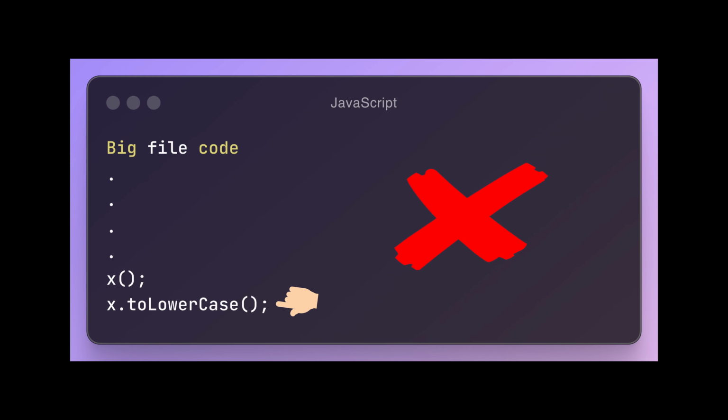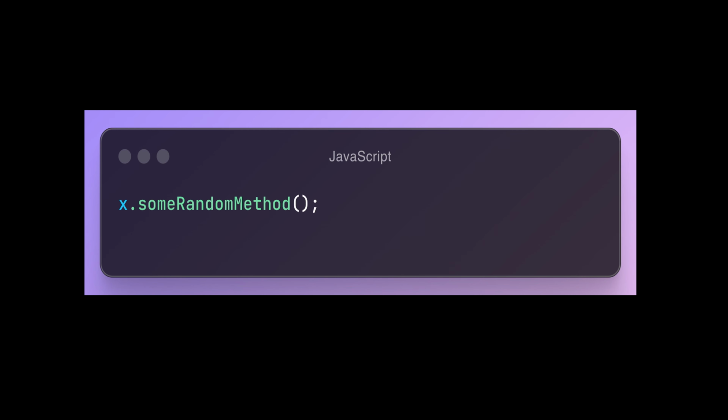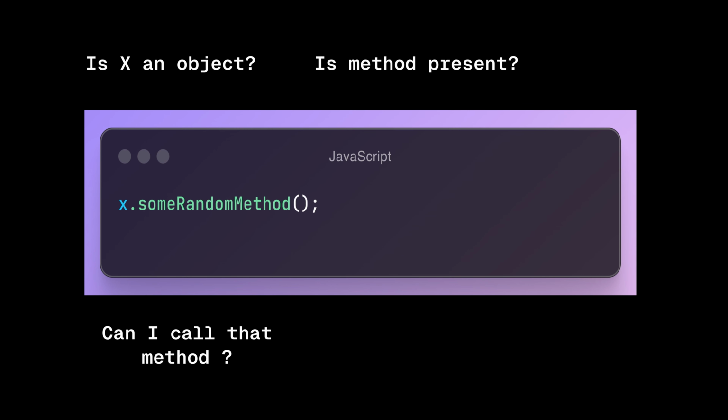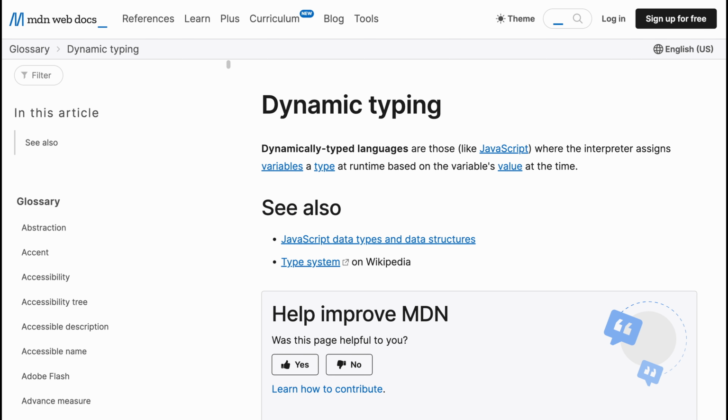Okay, but what if x is an entirely different thing and you see a code like this? Now here, you do not know a lot of things. Is x an object? If x is an object, is some random method present inside of that object? If the method is present, can I call that method? If I can call that method, does it require any kind of input? And so on, right? Now with JavaScript, variable data types are often unknown because of the dynamic types present in JavaScript.